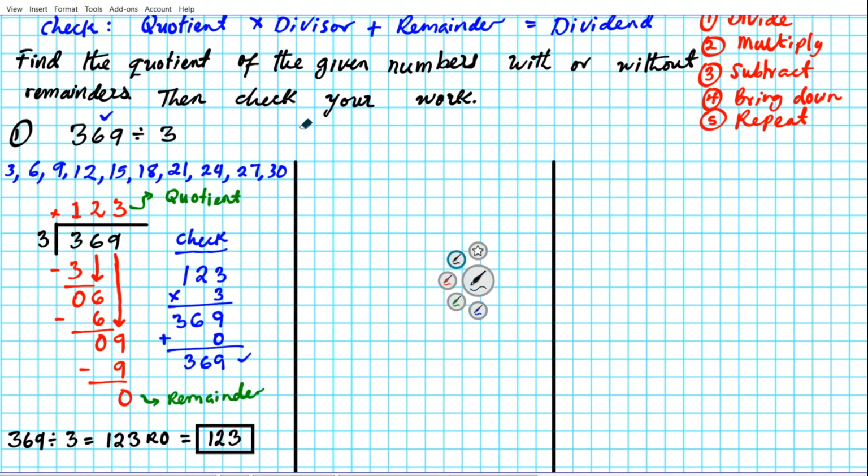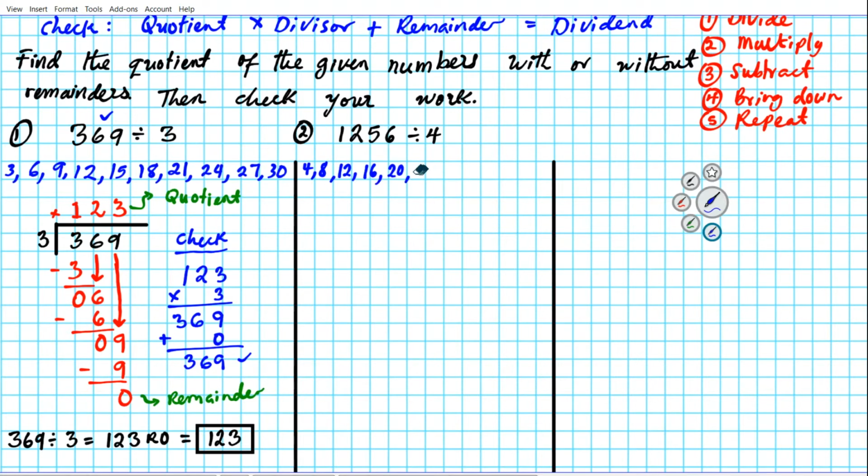Okay, moving right along. Question number 2. What if we were to divide 1,256 by 4? We're going to start off by writing down the first 10 multiples of 4 just as a guide to help us with our division process. 4 times 1 is 4. 4 times 2 is 8. 4 times 3 is 12. 4 times 4 is 16. 4 times 5 is 20. 4 times 6 is 24. 4 times 7 is 28. 4 times 8 is 32. 4 times 9 is 36. 4 times 10 is 40.